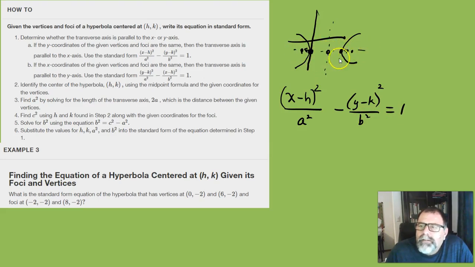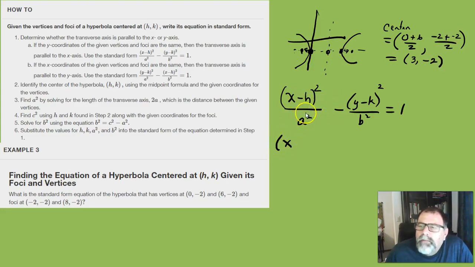So the center is the midpoint between these two vertices or between the foci, either way. So the center is equal to, let's use the vertices. So the vertices were 0, -2 and 6, -2, so we're going to add the x coordinates, 0 plus 6 divided by 2. Add the y coordinates, -2 plus -2 divided by 2. So we get 6 divided by 2 is 3. -4 divided by 2 is -2. So the center is at 3, -2.